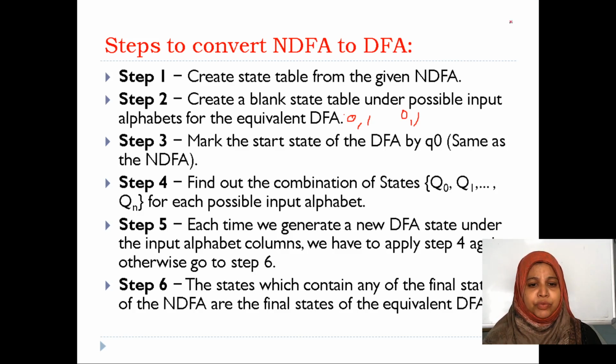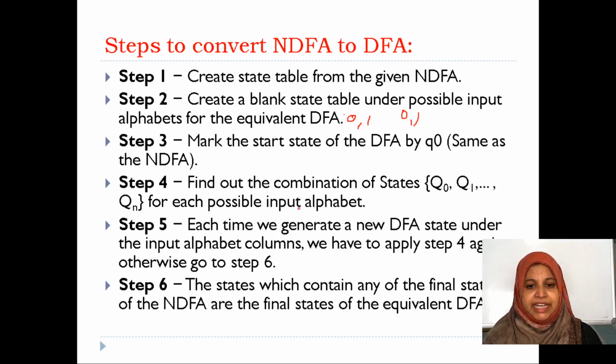Step 4 is to find the combination of states Q0, Q1 up to Qn for each possible input alphabet. Here, we take all the combinations of output states present in the NDFA. While constructing the DFA, we take combinations of states.